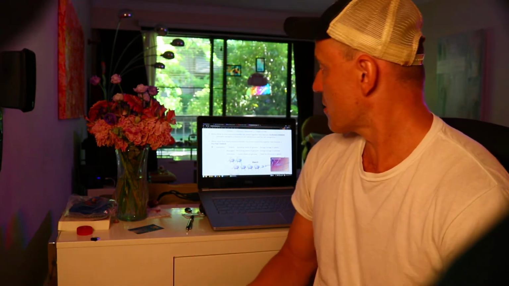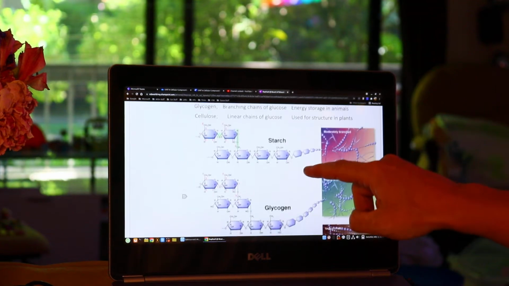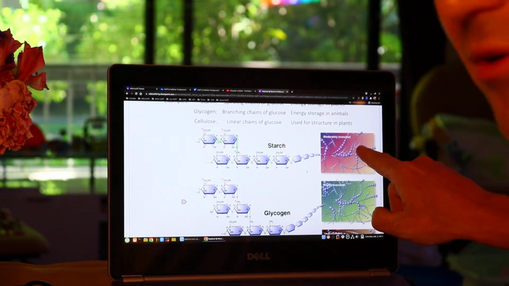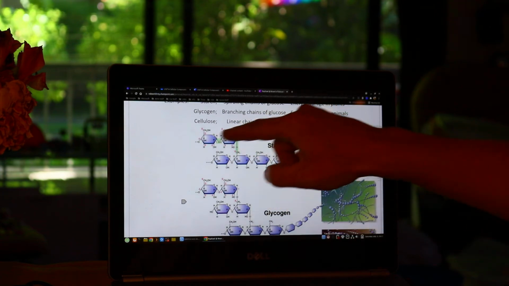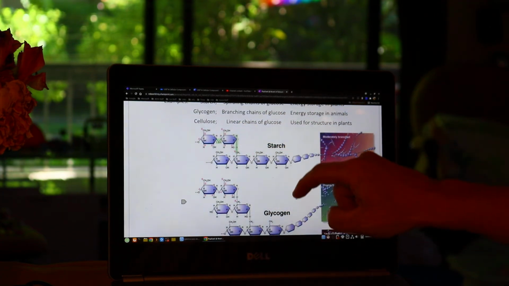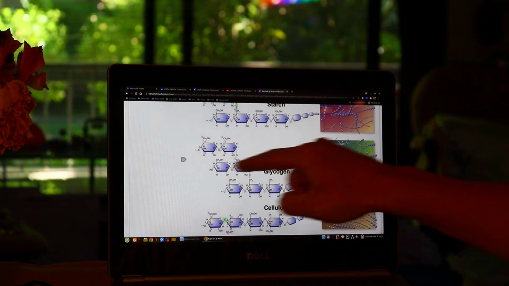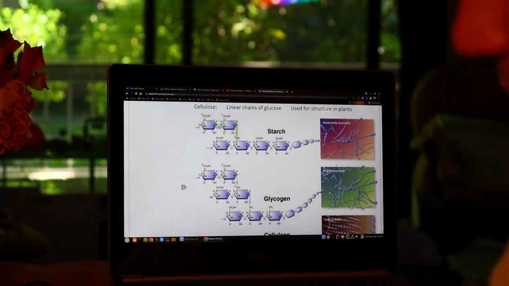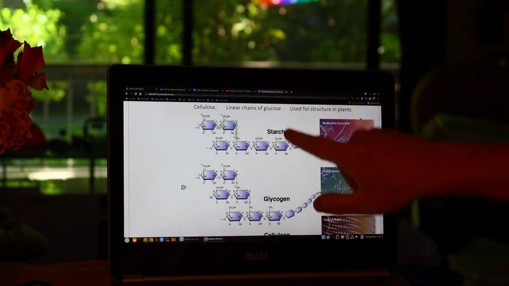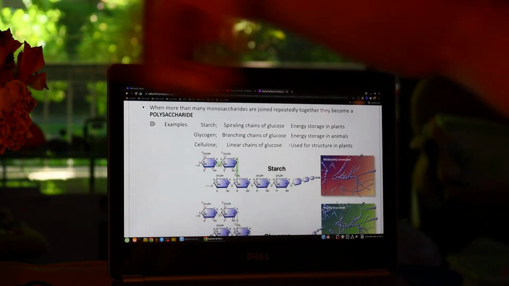So glycogen branches a lot. I don't know if you can see it here, let me zoom in. Just follow along with the notes and you can see, every once in a while there's a branch. Starch, on the other hand, is usually in a spiral.